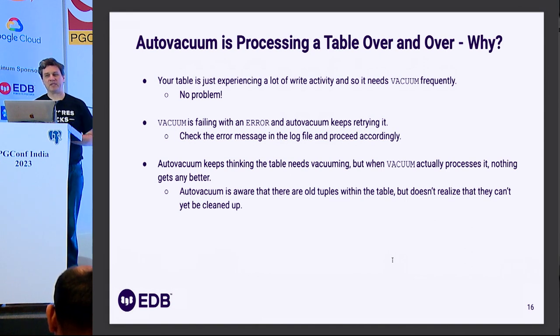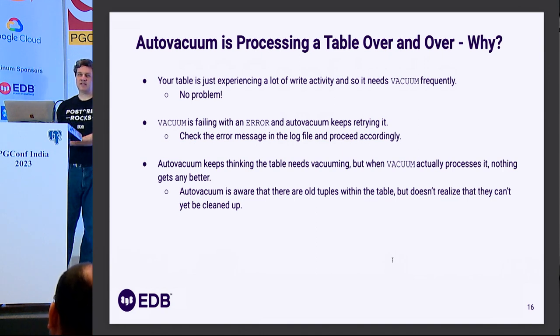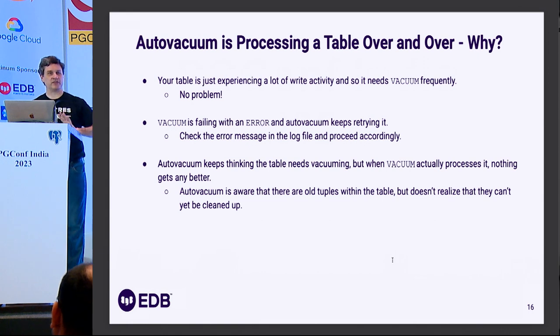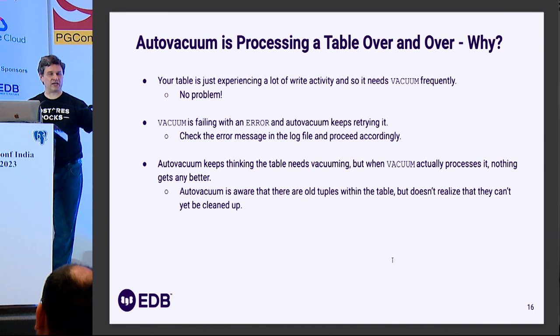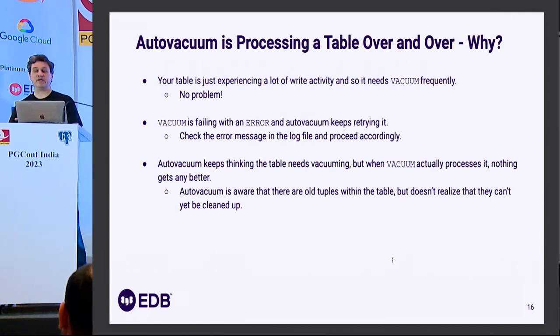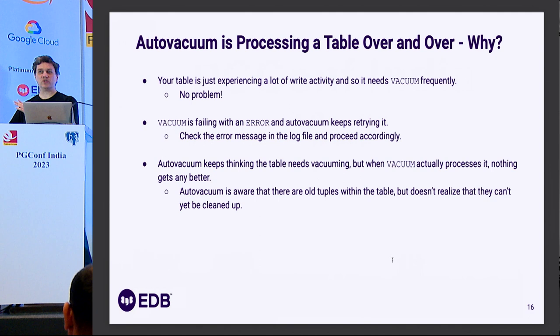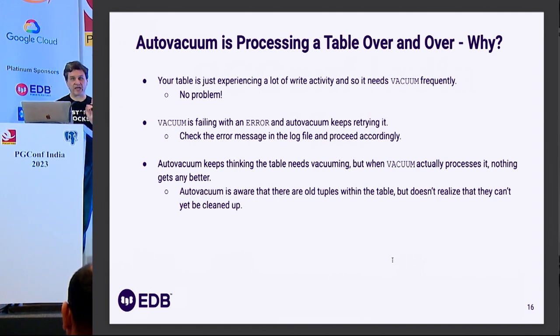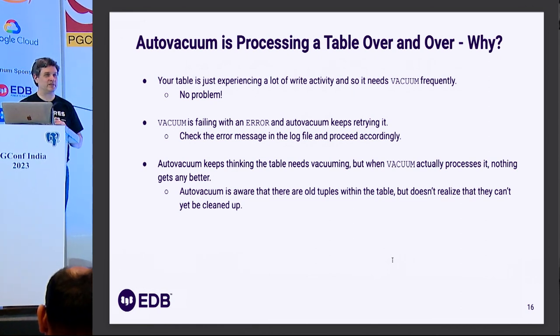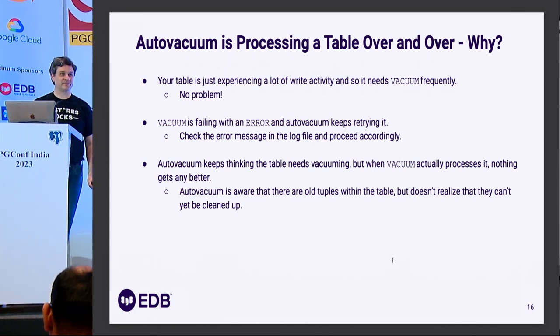The other reason why this usually happens is that Autovacuum keeps thinking that the table needs vacuuming, but when vacuum actually tries to process the table, nothing happens. Why does this occur? This occurs because Autovacuum is aware that there are old tuples within the table, but it doesn't realize that those tuples can't yet be cleaned up. Eventually, they will be able to be cleaned up, but we're not ready to do that yet. Autovacuum is not aware of this. It only knows that they're there. It doesn't know when they're going to be eligible to be cleaned up. But vacuum does know, which is good, because otherwise we'd corrupt your database. And so Autovacuum says, go, go, and vacuum is like, can't do anything.